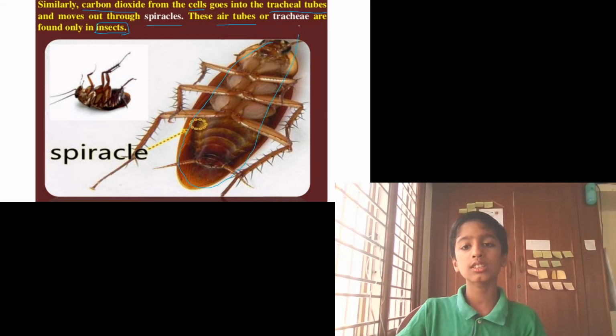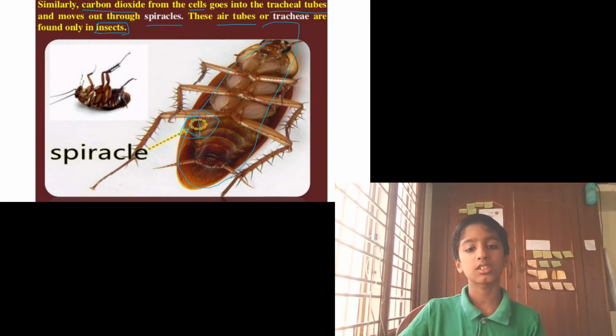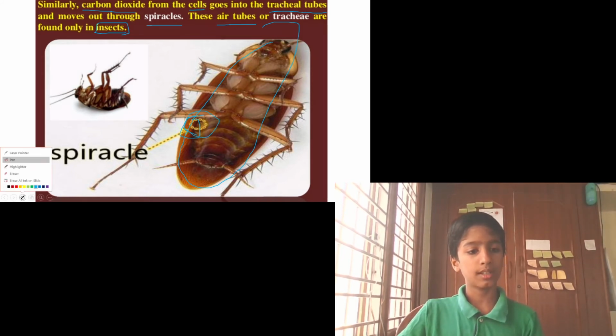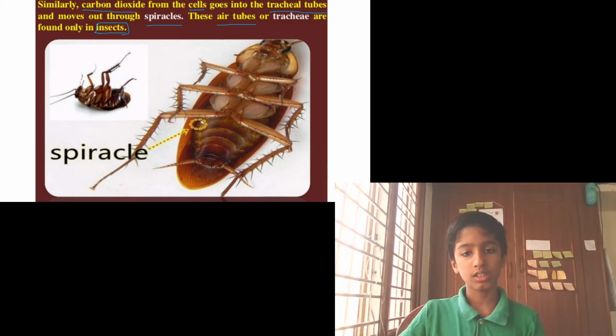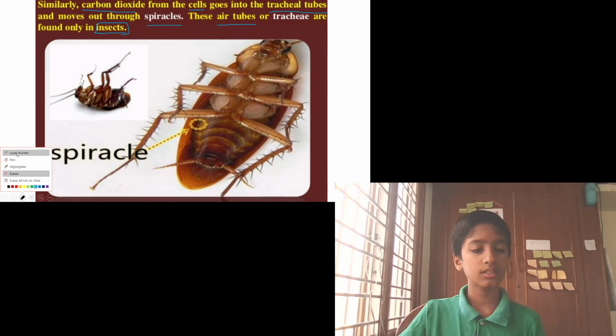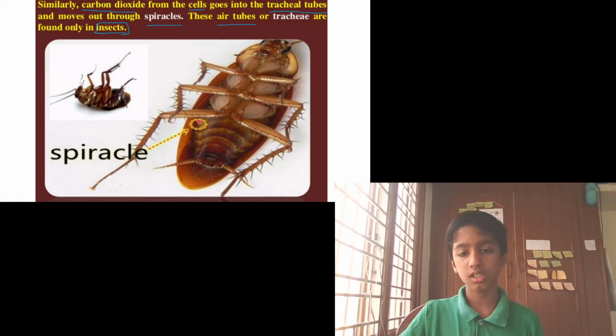You can see this is a cockroach, and here you can see the spiracle of the real cockroach. Here, let me mark it for you. Here you can see, right? That's the spiracle.